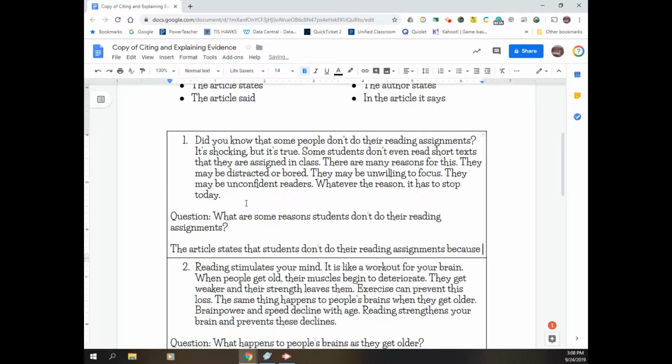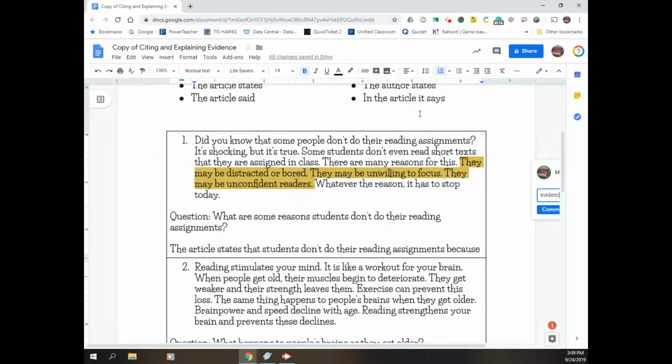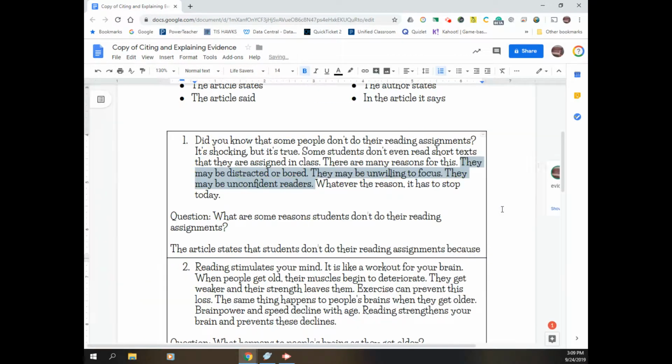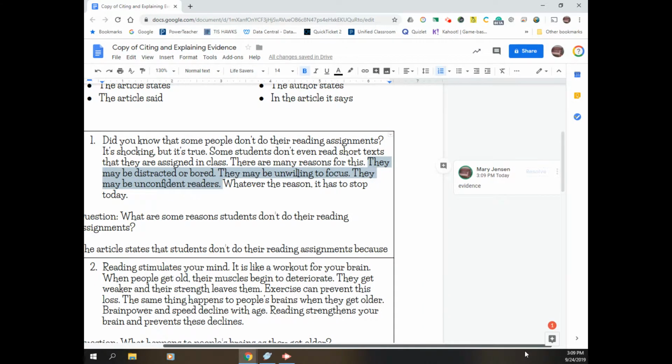Okay, now why? Go back to the passage. Why don't students do their reading assignments? So some students don't read short texts that they're assigned in class. Why? There are many reasons for this, but now we're coming to the why. They may be distracted or bored. They may be unwilling to focus. They may be unconfident readers. This is my evidence. So I'm going to type in evidence. Okay. And we're going to click the comment button. So now there's my evidence.